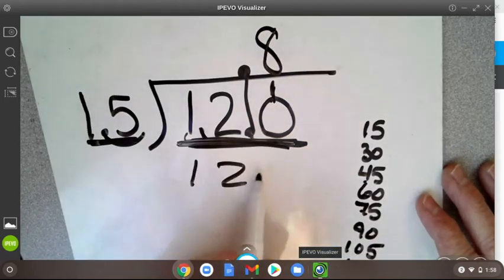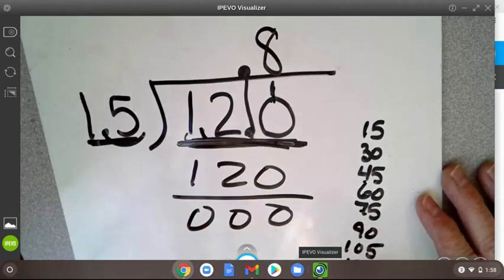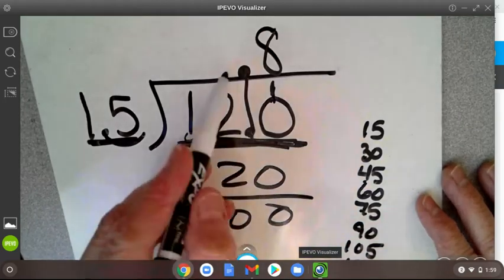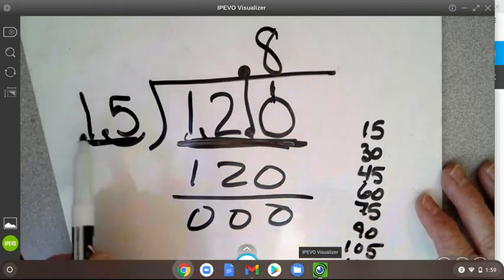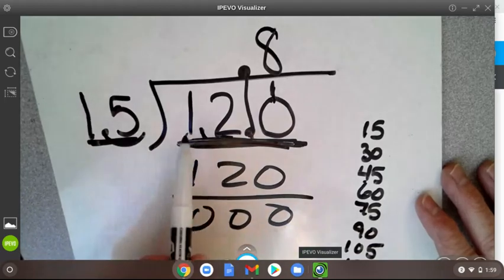My answer is 0.8. We knew it was going to be less than 1 because 1.2 is smaller than 1.5. So we knew the answer was smaller than a whole number.